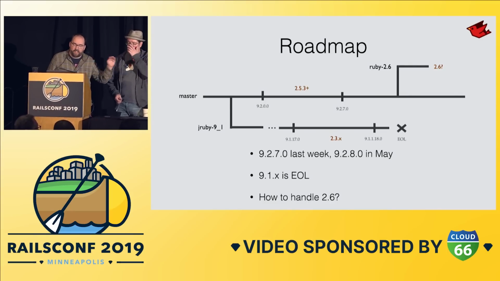Today, that center line is JRuby 9.2. It supports Ruby 2.5. This is the only branch we're currently supporting. We had a JRuby 9.1 release, which was for 2.3. That's end of life now.